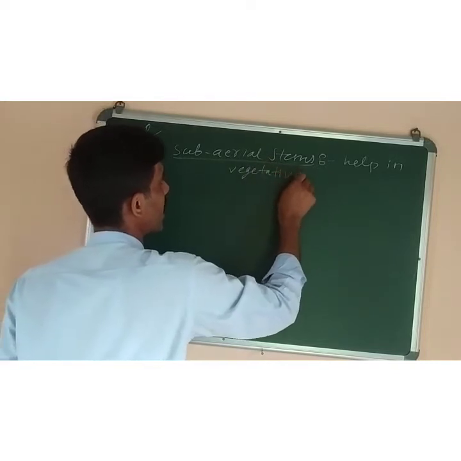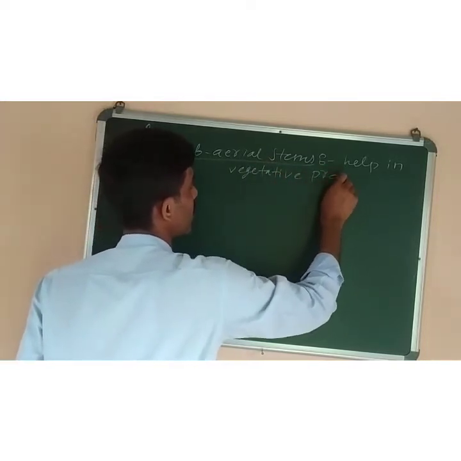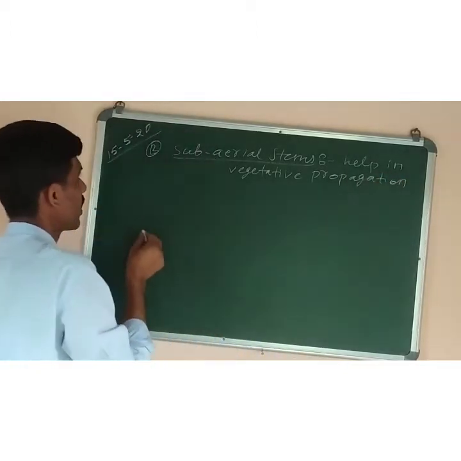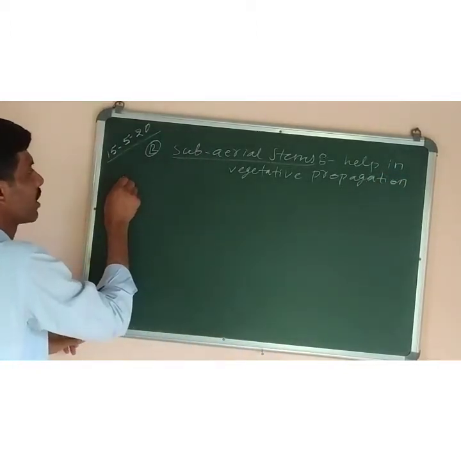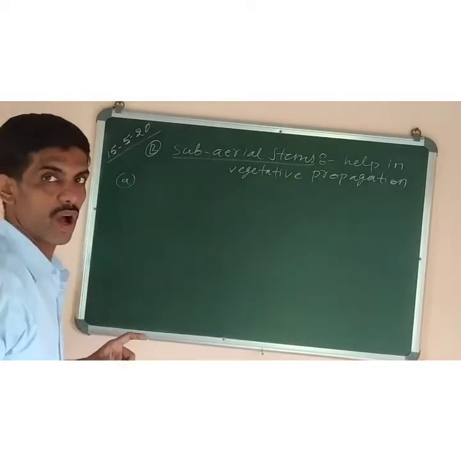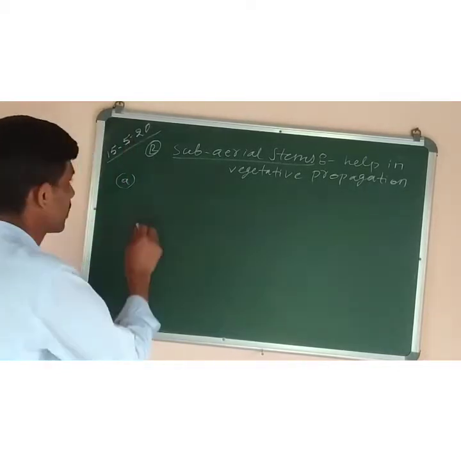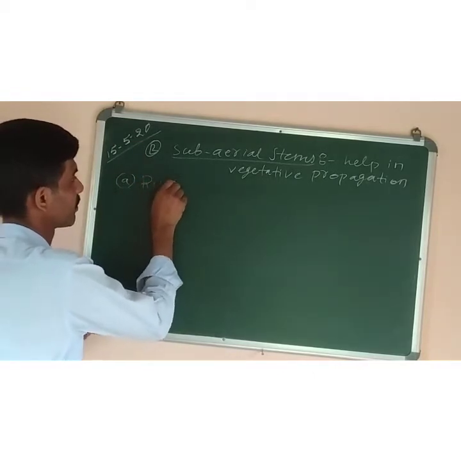Now what are the different types of subaerial modifications of stem? Three we have to study. Number one, offset, sucker and runner. So let's start with the last one only, runner.